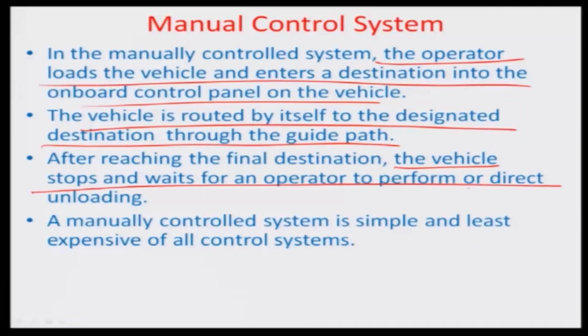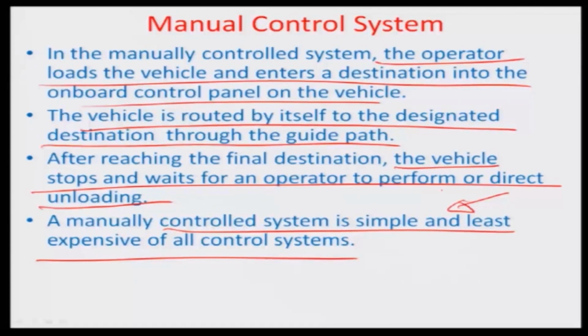But then again this is a completely manually controlled because the loading unloading has to be done at the operator end. So after reaching the final destination the vehicle stops and waits for the operator to perform a direct unloading. So here the AGVS has to be dispatched back by the concerned assembly line operator or the operator who is waiting for this particular material. So as soon as the material goes to the station he has to dispatch the AGVS back by sending a signal or a switch so that the AGVS can start moving back. So by and large these manually controlled systems are quite simple and least expensive of all the control systems.